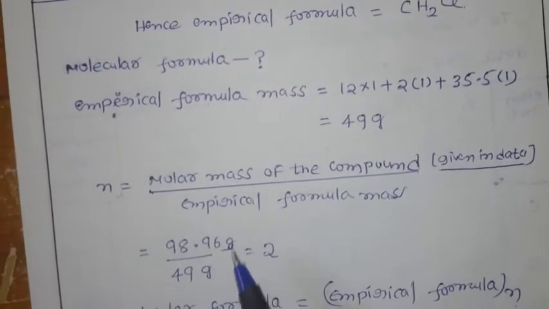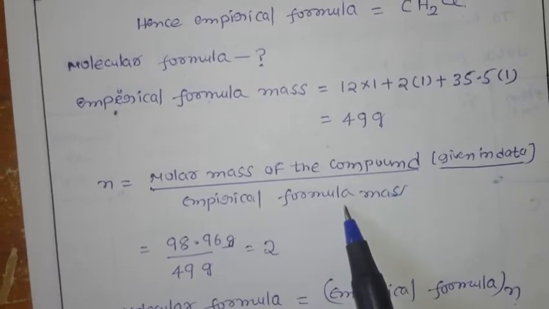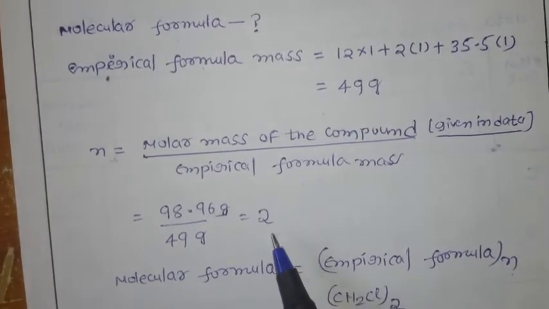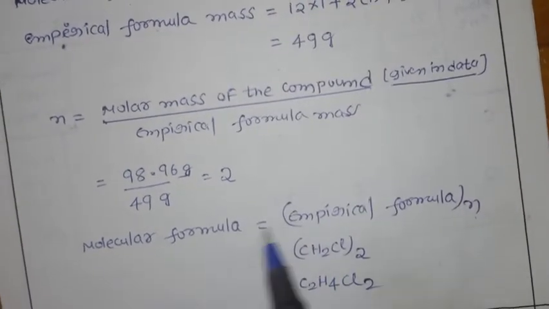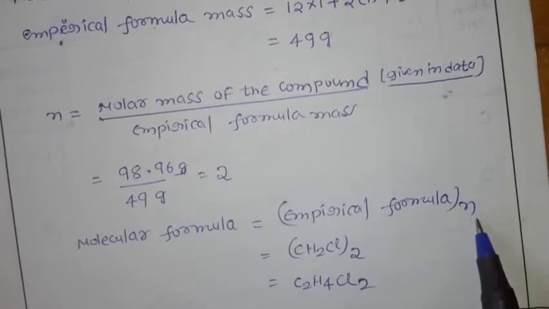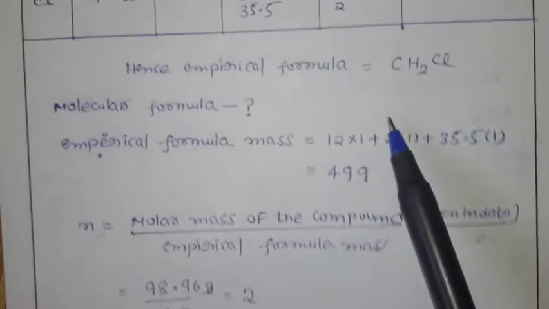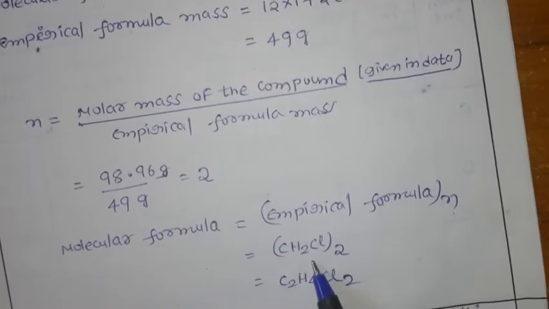Now if you substitute into the formula, the molar mass of the compound is already given, and the empirical formula mass is 49. On simplification, the n value is 2. Now what is the relation between molecular formula and empirical formula? Molecular formula equals empirical formula times n. The empirical formula we already got is CH2Cl.